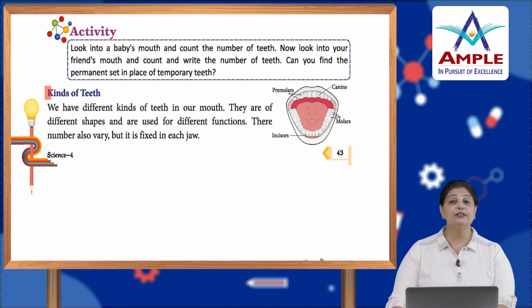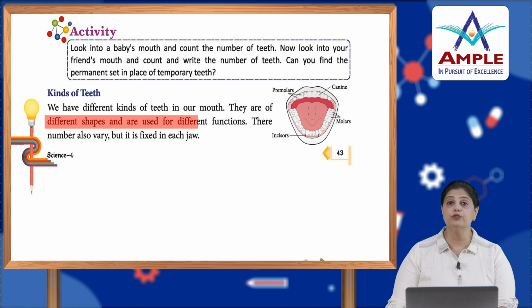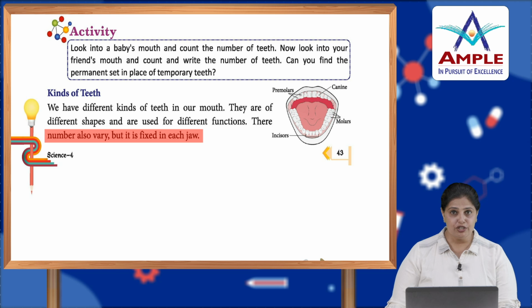Alright, now let's look at the kinds of teeth. We have different kinds of teeth in our mouth. They are of different shapes and they are used for different functions. The number also varies, but it is fixed in each jaw.